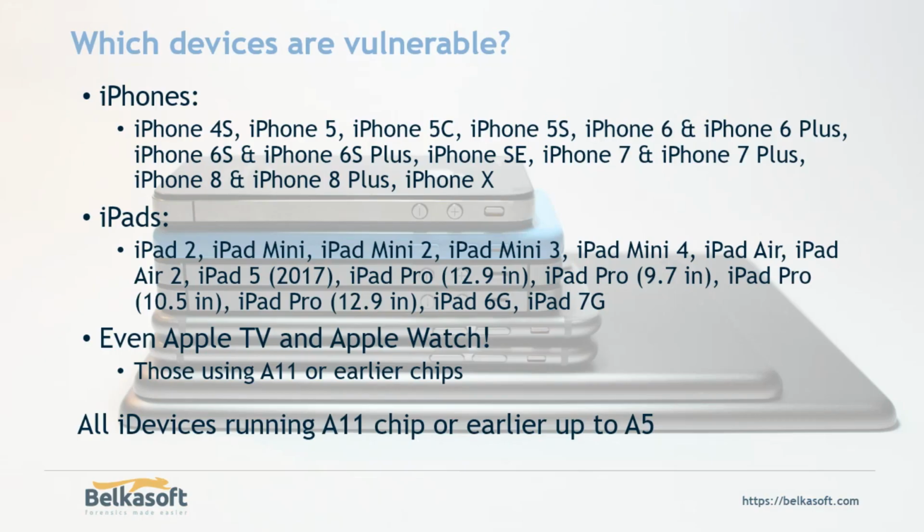Probably the first question you have in mind after the explanation of what the Checkmate exploit is: what devices are vulnerable? Here on this slide you may see the full range of iDevices with the vulnerability, including iPhones and iPads, Apple TV and Apple Watch. And this vulnerability is available for iDevices running an A11 chip or earlier, down to A5.